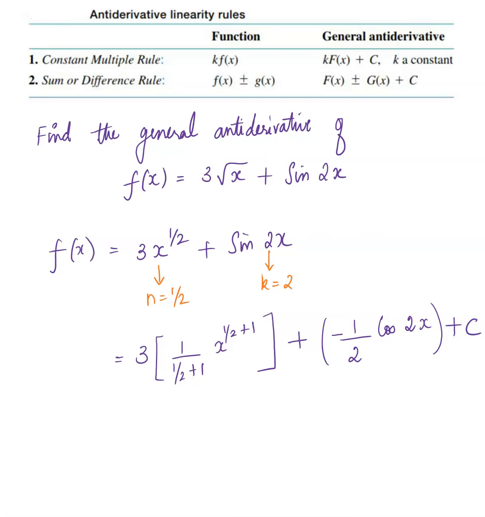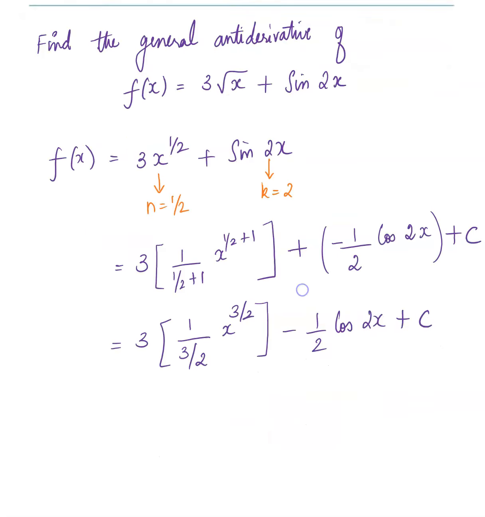And then there's a plus c. 1 over 3 over 2 x power 2x plus c. If you clean this up here, this denominator 3 over 2 will become 2 over 3. This 3 and that 3 will cancel off, so we'll be left with 2x power 3 over 2 minus cosine 2x all over 2 plus c.